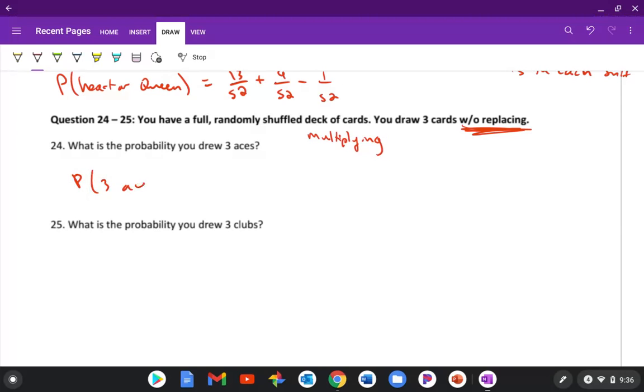Probability of 3 aces. Well, the probability of drawing 1 ace, there's 4 aces out of 52 total cards, times your second draw. So this is your first draw, second draw. Since you've already taken 1 ace out, you now have 3 aces left in 51 total cards, times, and then your third draw, think about how many aces would be left out of how many total cards. It's a similar concept for number 25.